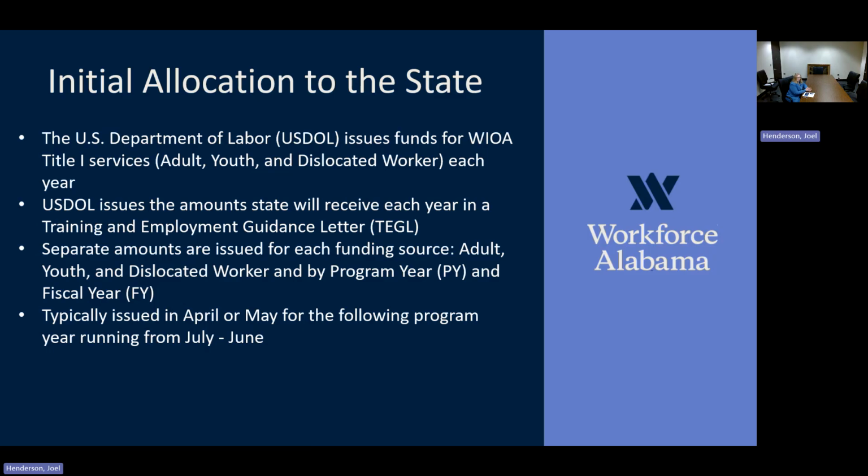Typically, USDOL puts this TEGL out in April or May each year, for the following year, which would run from July to June. We are still waiting for our PY26 allocations as of right now. Next.